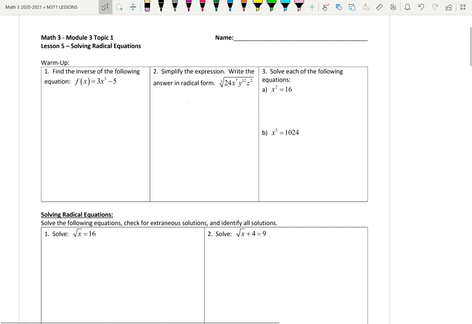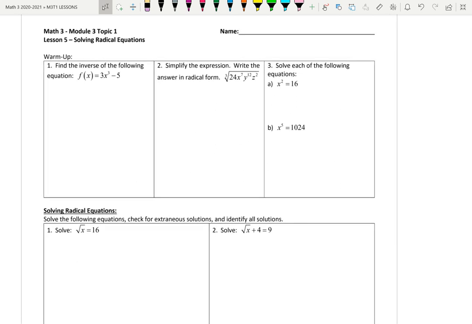Okay, so find the inverse of the following equation. Inverse means that I need to switch out the x's for the y's. I understand that f of x represents the output, which is the y. So it becomes y equals 3x to the third minus 5. And to write it as the inverse, I switch my x for my y.